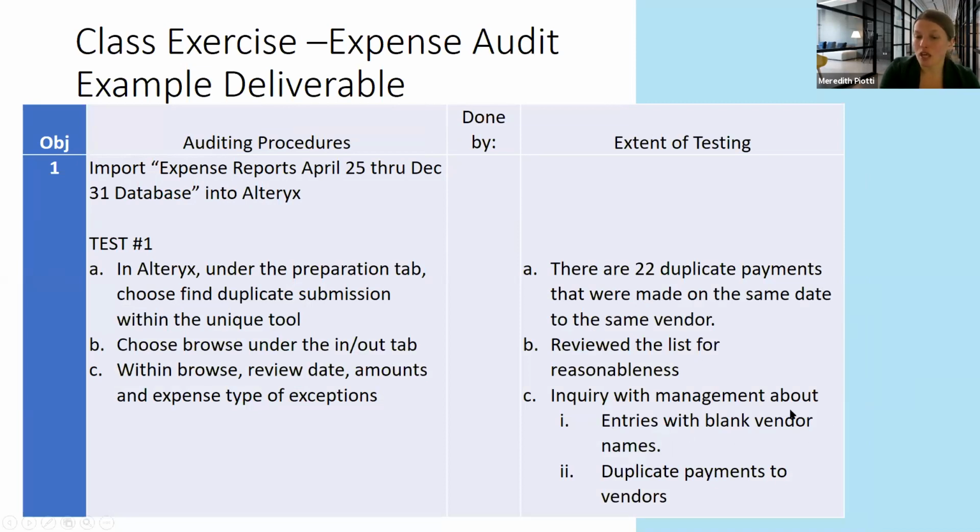Some of the duplicates had a blank vendor name. Maybe that was a bad data input. I'm going to ask about that. And then I'm also going to check about the ones that had a vendor name and had a true duplicate.